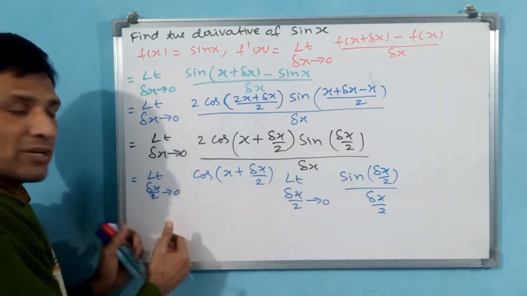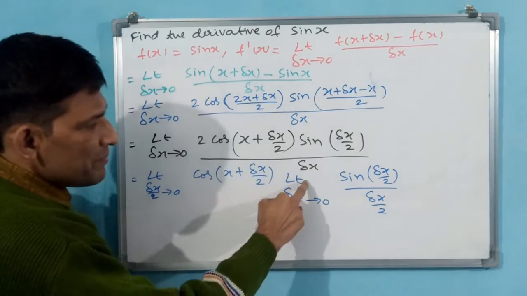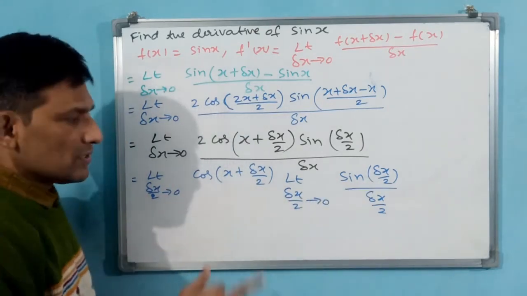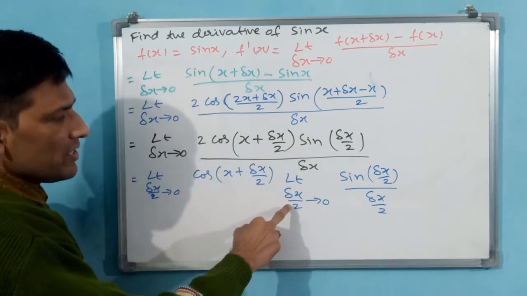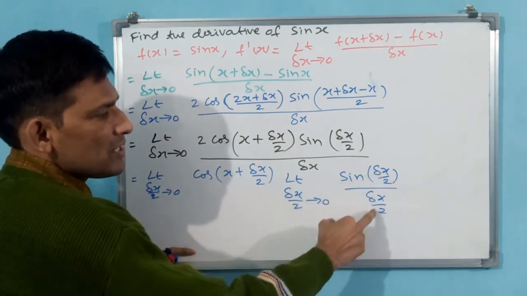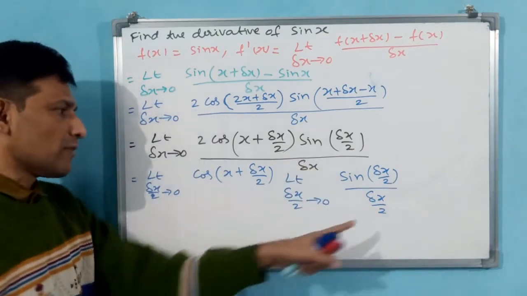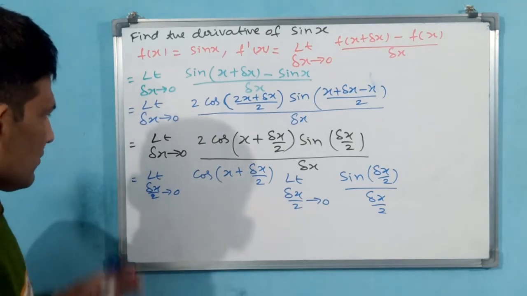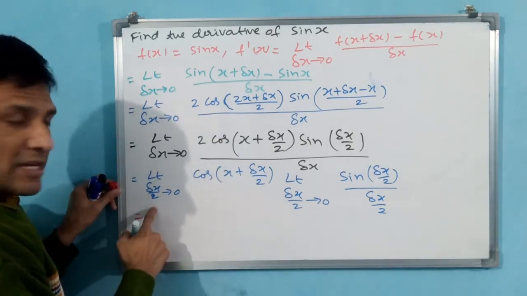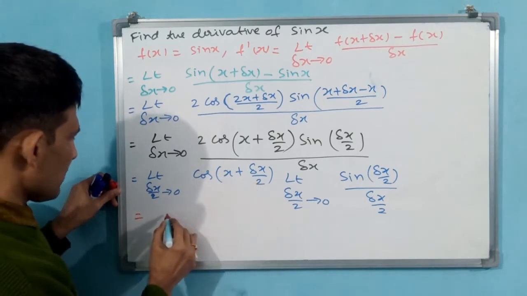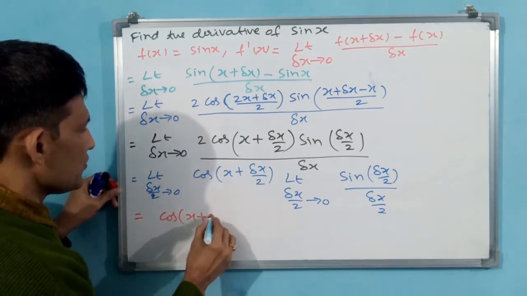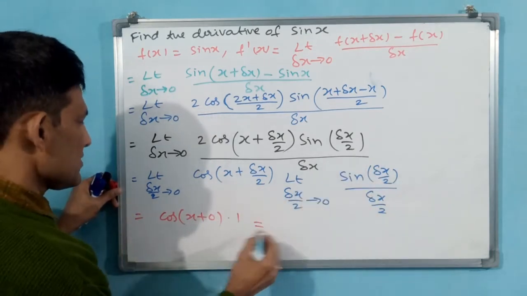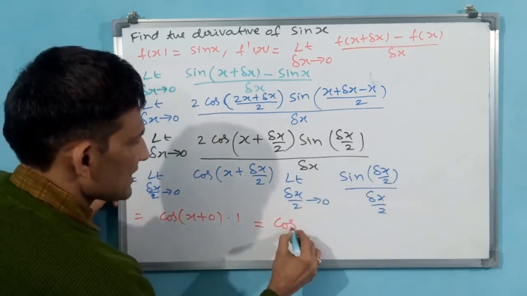Why have I split? Because this is going to be 1. Limit as delta x tends to 0, sin delta x by delta x is 1. If the same limit is there, then this is 1. Now you are applying the limit. If you apply the limit, automatically 0 will come here. Cos of x plus 0, why? Because delta x by 2 tends to 0, into 1. This is going to become 1. That is equal to cos x plus 0, which is cos x.